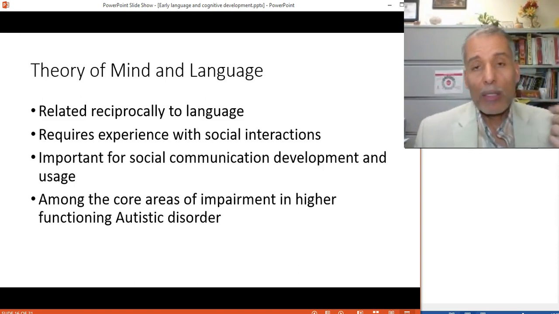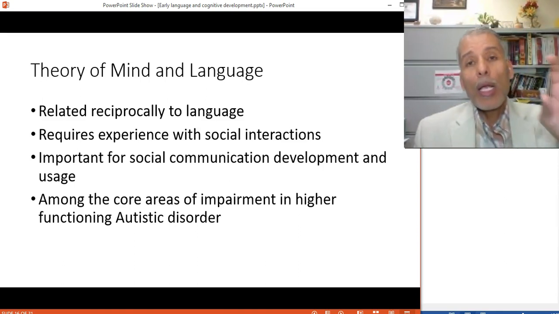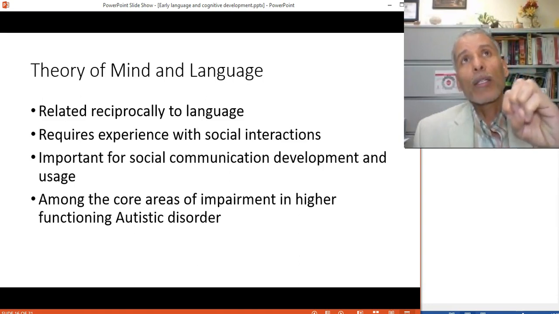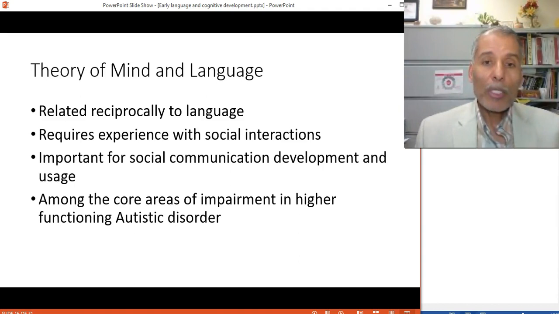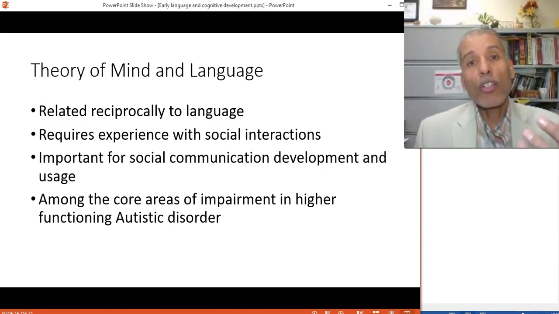So theory of mind is important for language development, for social language development, and language in general. And it is among the core areas that are impaired in, again, autism. And people, especially, even if they are higher functioning, have difficulty with theory of mind.